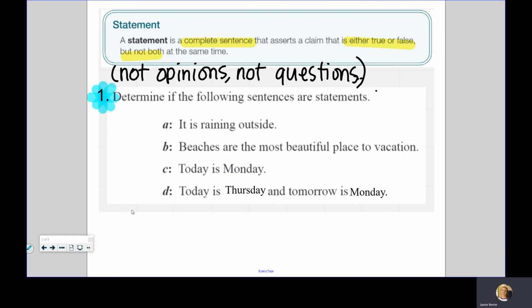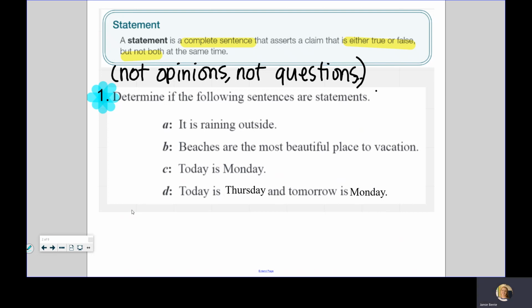All right, so sentence A says it is raining outside. Sentence B says beaches are the most beautiful place to vacation. Sentence C says today is Monday. And then D says today is Thursday and tomorrow is Monday.